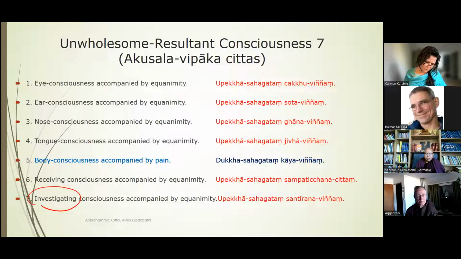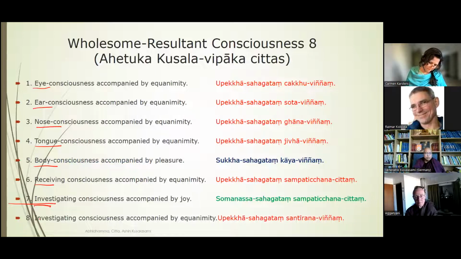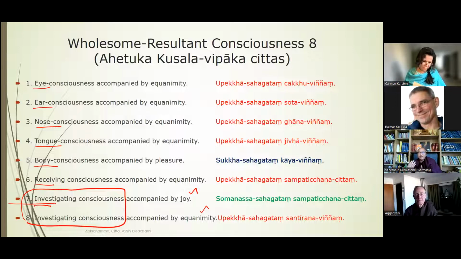Here, investigating consciousness is accompanied by equanimity only. But here, in wholesome resultant consciousness, investigating consciousness is 2. One is accompanied by joy, one is accompanied by equanimity. So there is a lot to talk about this, and you will learn more about it in the 4th chapter. But in this class, it's only until the 3rd chapter. If you want to learn more, we can continue. This wholesome resultant consciousness is caused by wholesome, beautiful consciousness.